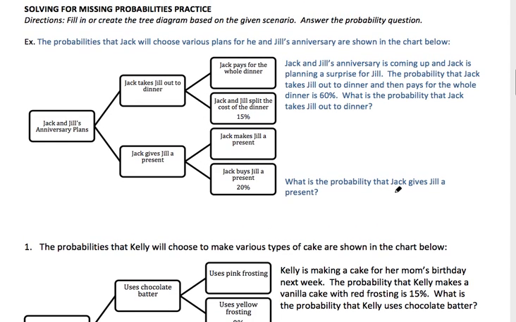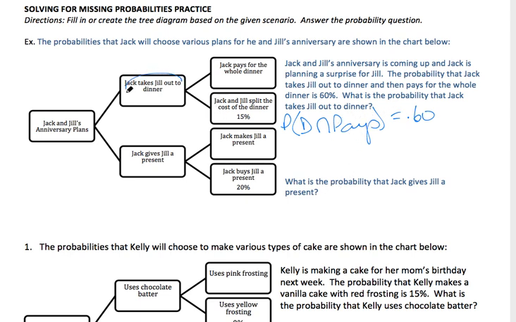Okay, so the next one we have a little bit more work to do because we're going to be solving for what is missing. Okay, so in this one, Jack and Jill's anniversary is coming up. Jack is planning a surprise party. Probability that Jack takes Jill out to dinner and then pays for the whole dinner is 60%. What is the probability that Jack takes Jill out to dinner? Okay, so probability that he takes her out to dinner and pays for the whole dinner. So the probability of going out to dinner, okay, so we'll put dinner and pays is 60%.